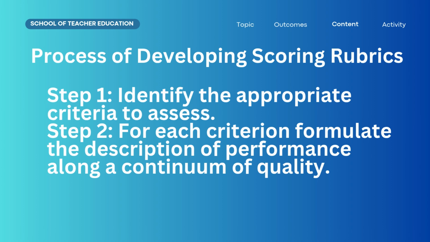will communicate with them. Step number two is, for each criterion, formulate the description of performance along the continuum of quality. So you can now define, for that criterion, whether the performance is excellent, very good, satisfactory, or fair, or whether the student needs improvement on that task or on that product.